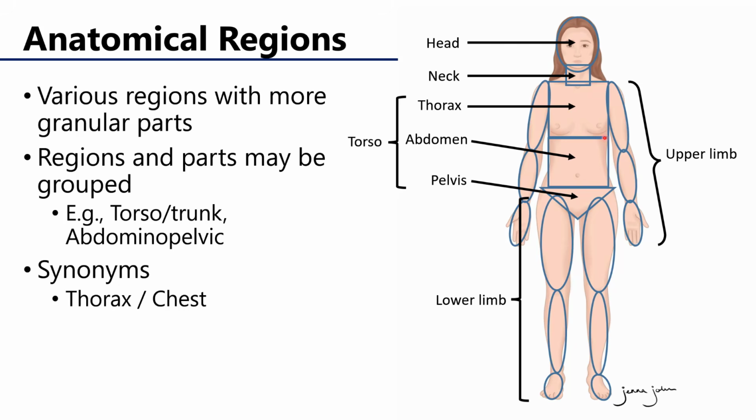We can also describe regions to the exclusion of larger regions. So we can go from the torso to specifically talking about the abdominopelvic region. Now, you may hear various synonyms, some of them proper, some of them more colloquial or informal. So, for instance, some people may refer to the thorax as the chest, in particular the anterior part of the thorax and lateral parts of the thorax as the chest. And this is fine. It's good to know that there are different names for the same thing.